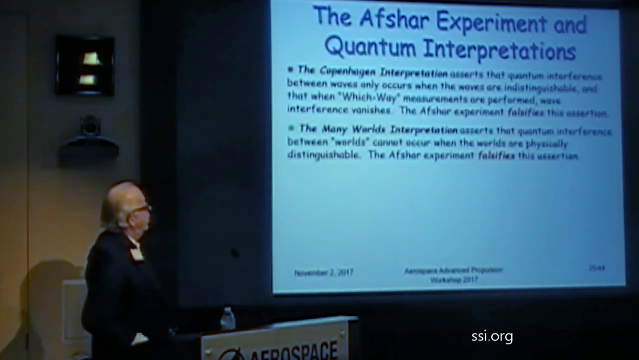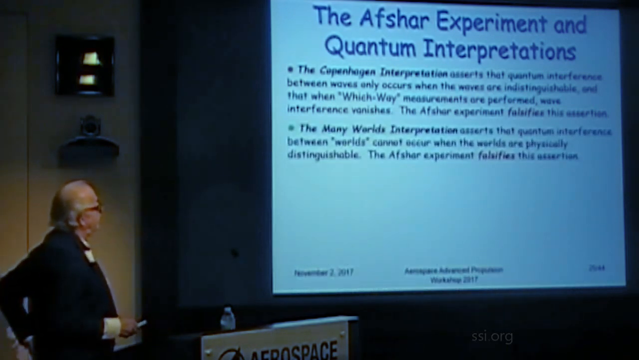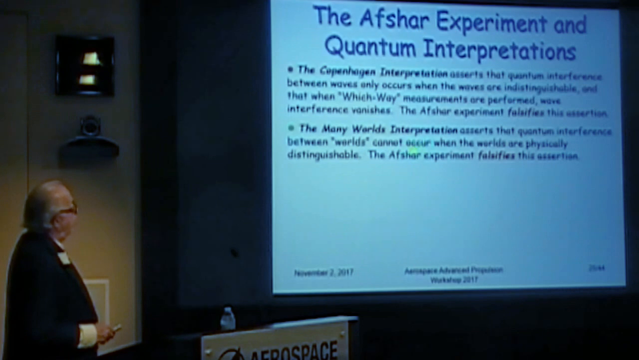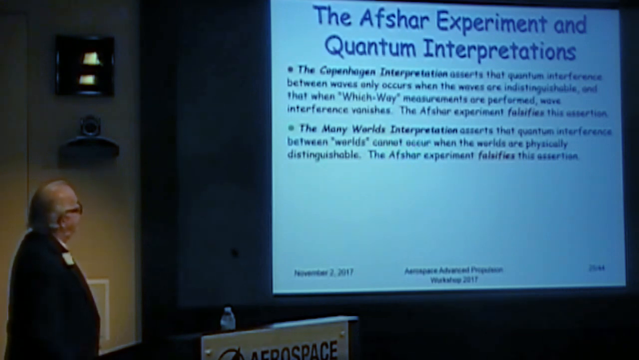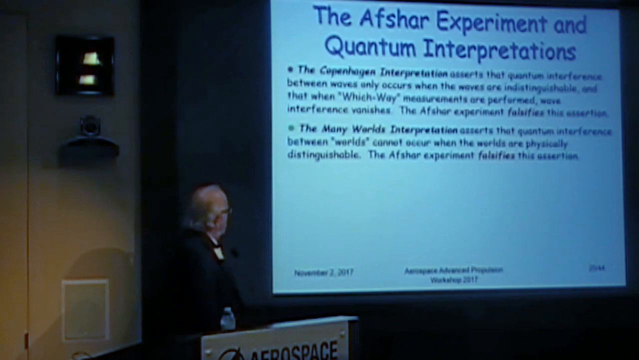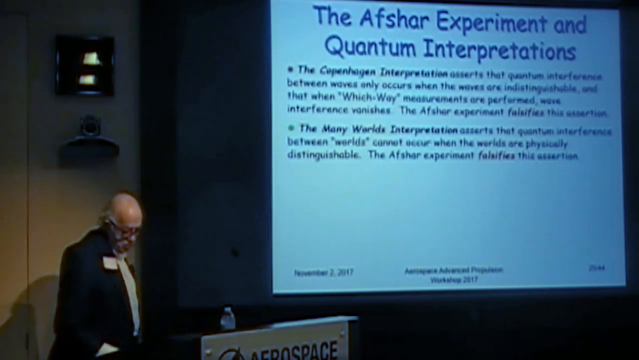The many-worlds interpretation has a similar problem because it says that you get interference between worlds only when they're physically indistinguishable, and it can't occur when they're physically distinguishable. Those two worlds, with the wires, were physically distinguishable, and so the Afshar experiment falsifies that assertion as well.